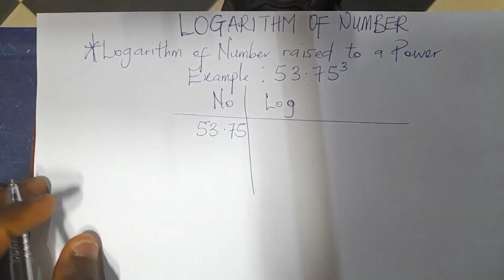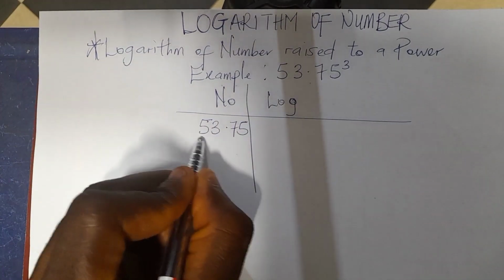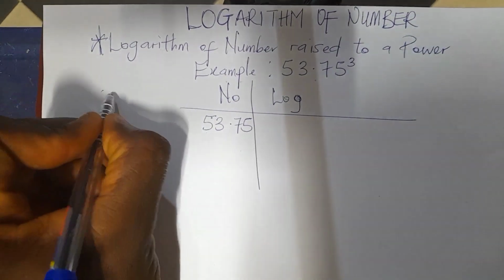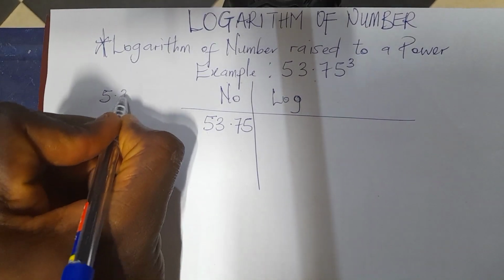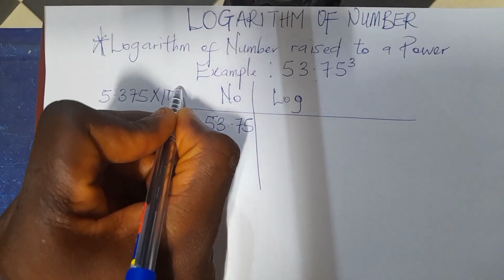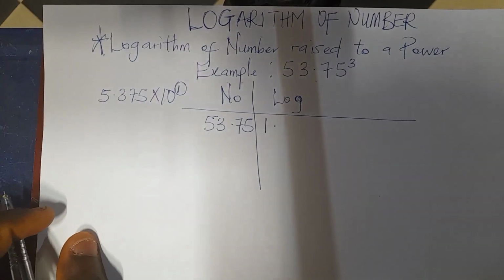53.75. Now the first thing you need to look for is the integer. Okay, now what would the integer be? Taking this to standard form, I told you this would be 5.375 times 10 raised to power 1. Okay, so the 1 will be your integer.